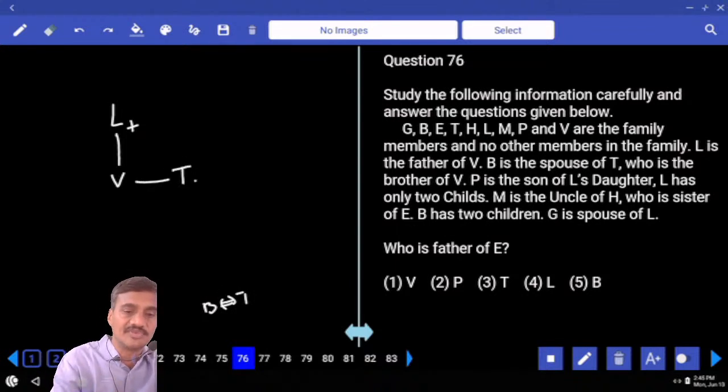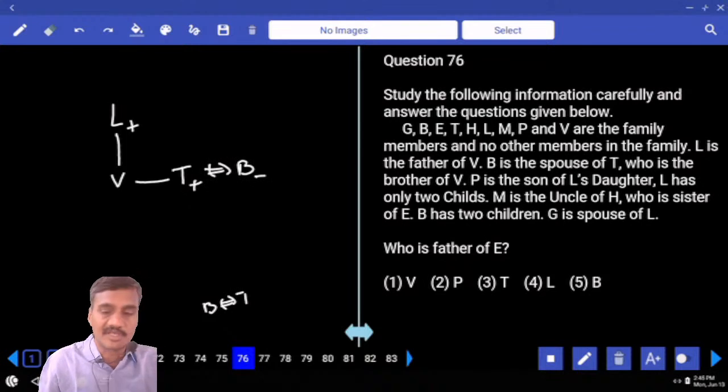As T is the brother of V, T is a male. Now this T and B are a married couple. T is a male and B is a female. B and T are a married couple. Clear? B is the spouse of T. T, who is the brother of V.